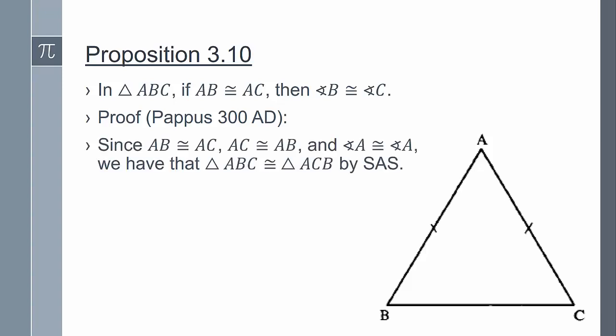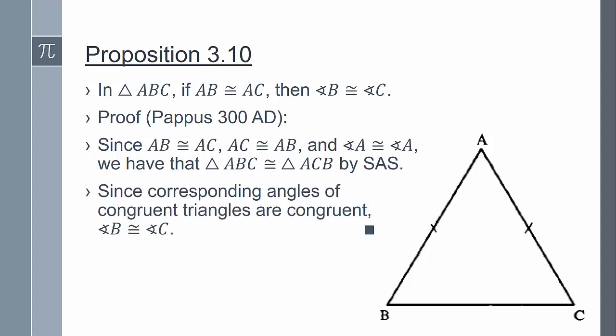So the proof goes like this. Well, we are given that segment AB is congruent to segment AC, and we know that segment AC is congruent to segment AB, and angle A is congruent to itself. So therefore, we have triangle ABC is congruent to triangle ACB by the side angle side axiom. So therefore, we can conclude that angle B is congruent to angle C because corresponding angles of congruent triangles are congruent. So it's a very short and clever proof.